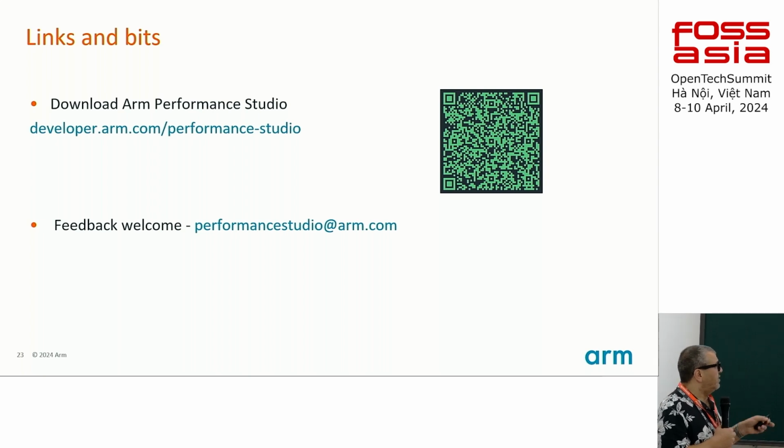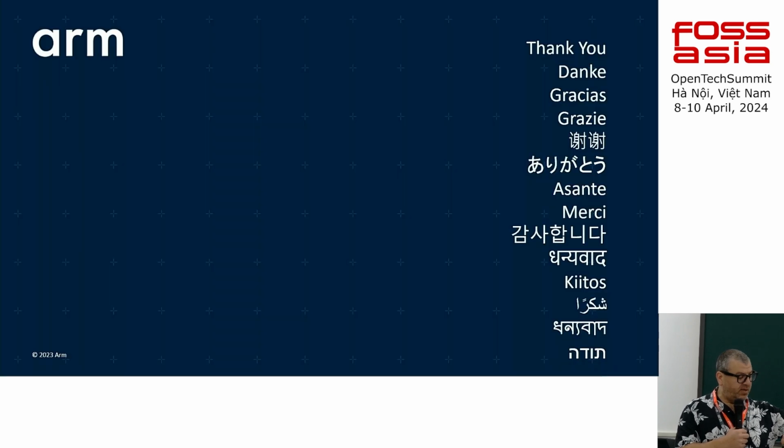So just to reiterate, you can get Performance Studio from developer.arm.com, and we'd love to hear feedback on how you're finding it, etc. So drop Performance Studio at arm.com an email. So I think I may have tried to recoup some time a little bit too quickly there.